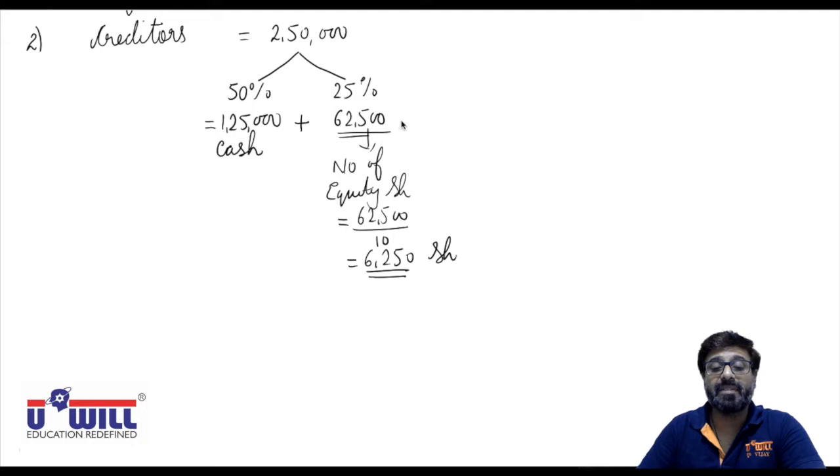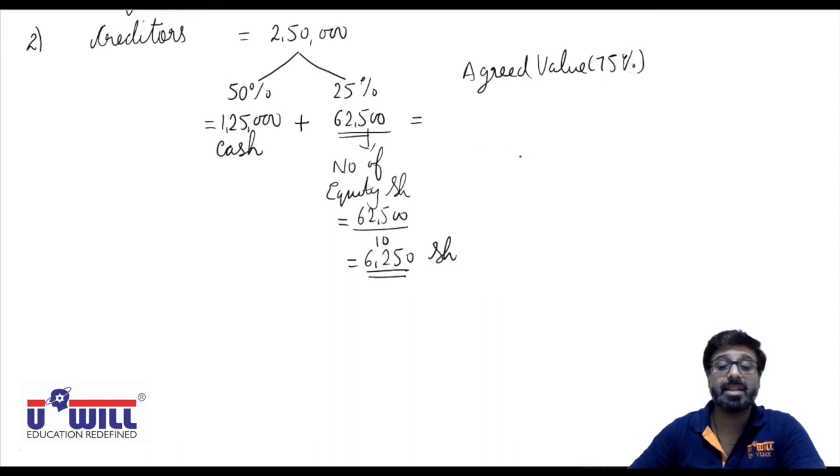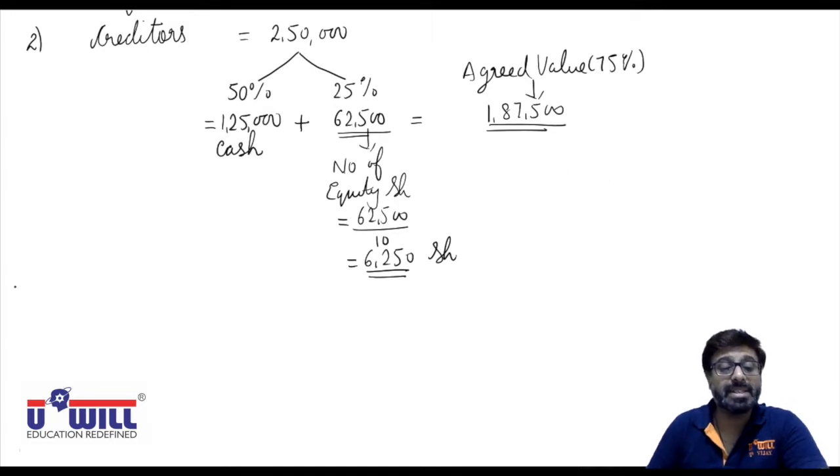And 1,25,000 plus 62,500. What is the agreed value? 50% plus 25%, 75% only. We are going to settle them only at 75%. So that comes to 1,87,500. 1,25,000 plus 62,500 is 1,87,500, its agreed value. Even if you do 2,50,000, only 75% is settled. You'll get 1,87,500 as its agreed value.